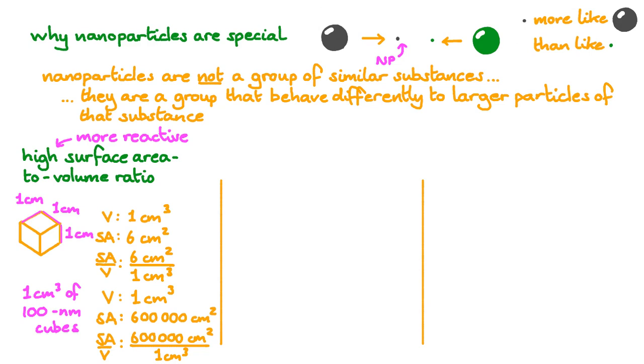So neglecting any other factors, simply because they're so small, nanoparticles are likely to be more reactive, more flammable, and better catalysts. You can use less material to have the same surface area and the same catalytic activity.